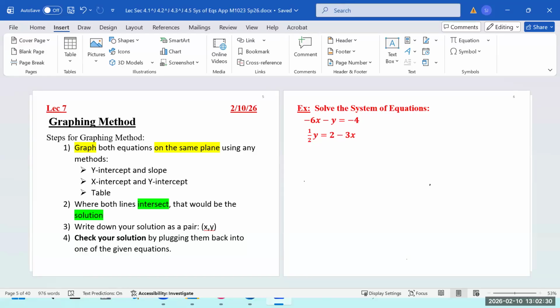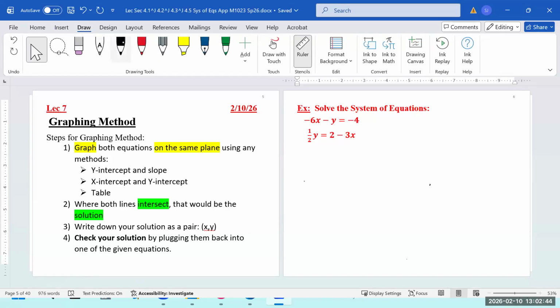So here I have two questions. One is in standard form and one is in half slope format, not completely slope format. So this is in standard form. Let me start with this one. Here we have this. So I'm going to show you two methods to graph.